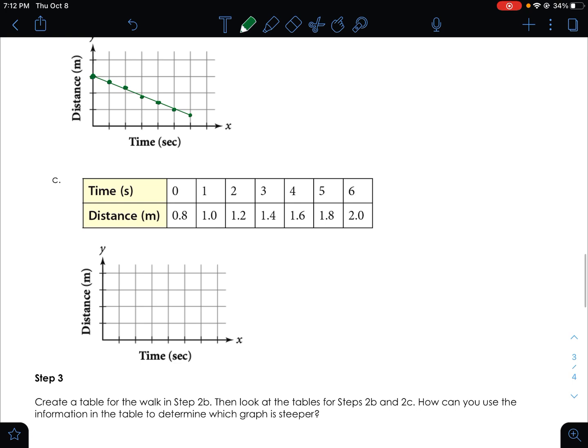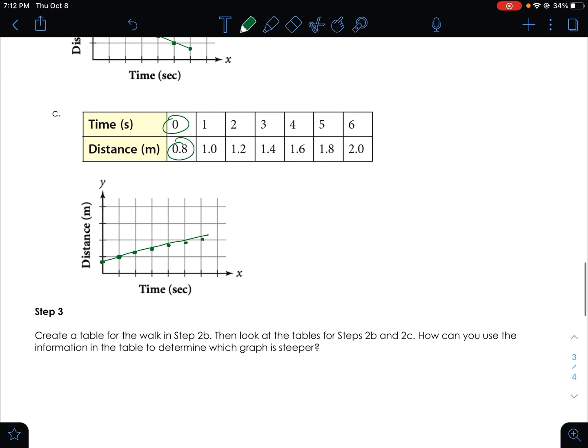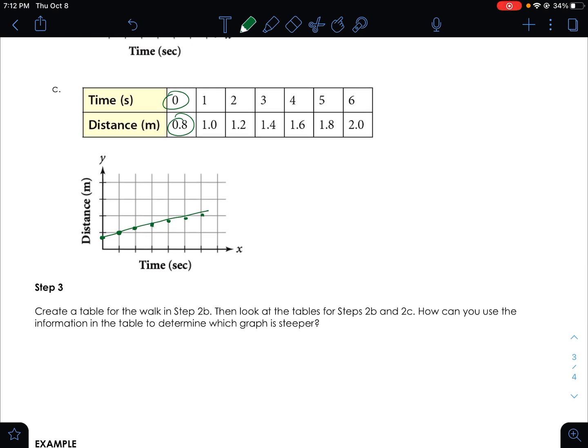So we're going to start with at time 0, we have a starting point of 0.8, so right about there. After 1 second, 1.0, then 1.2, 1.4, 1.6, 1.8, and then 2.0. So again, we have a straight line. We have our starting point. My dots and line don't match up perfectly because we are human, but we have a graph that represents these walking instructions. Now in step 3, it says, let's compare the tables for 2b and 2c.